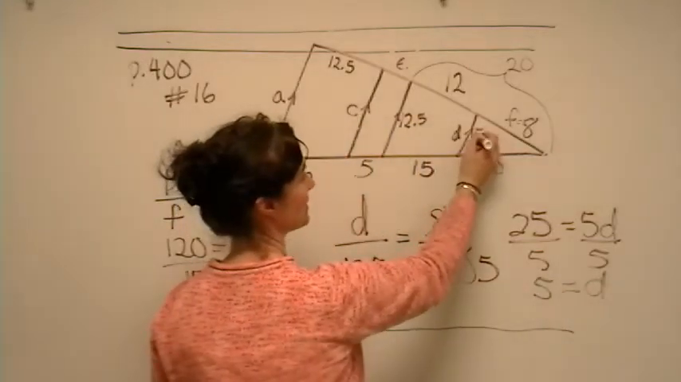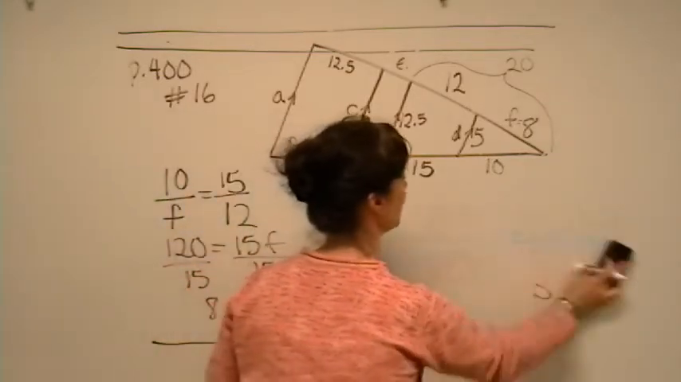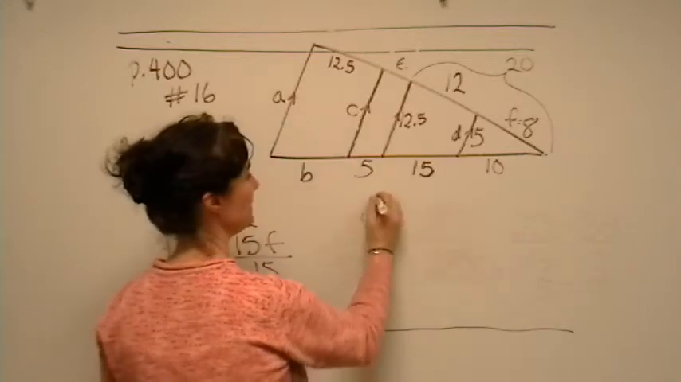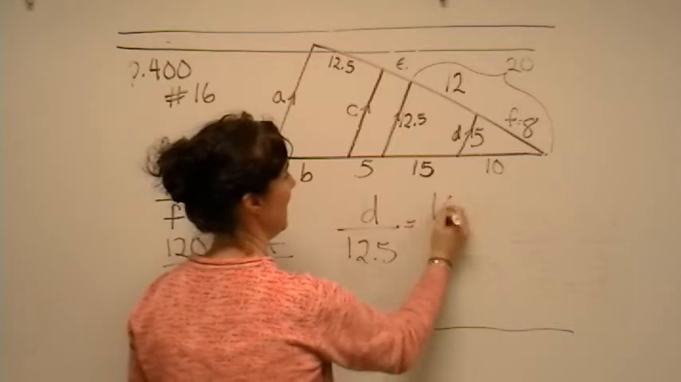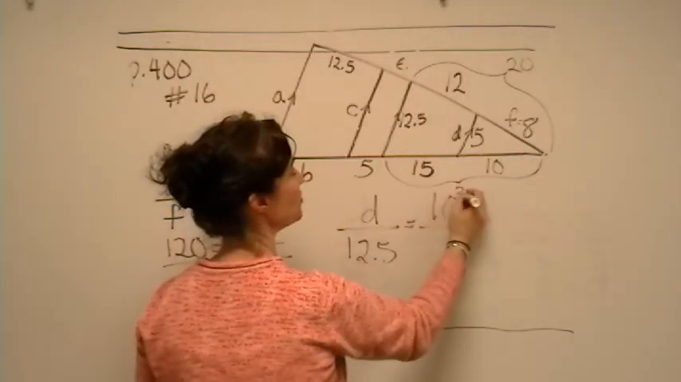So we're going to mark that as well, because we need to have that in there. Another way you can work this problem is to relate it to the bottom segments. You could say D is to 12.5, as 10 is to, you need the whole side here, 10 is to 25.